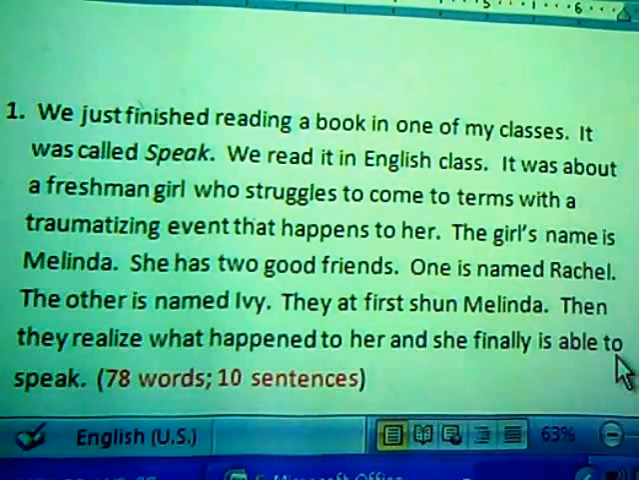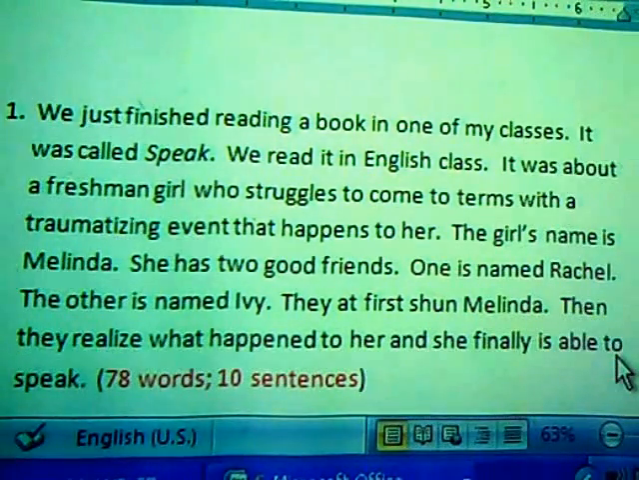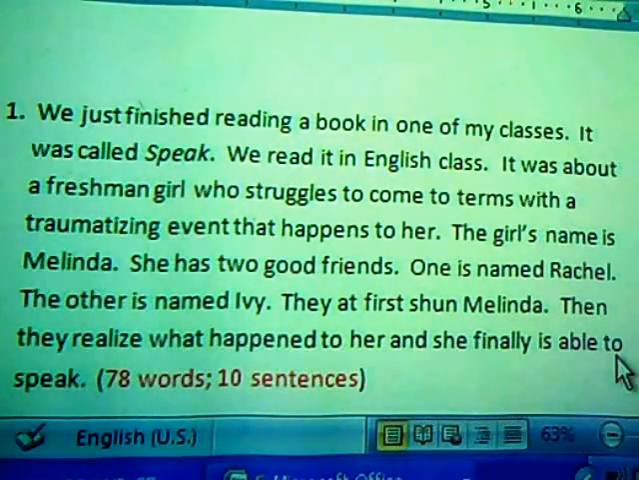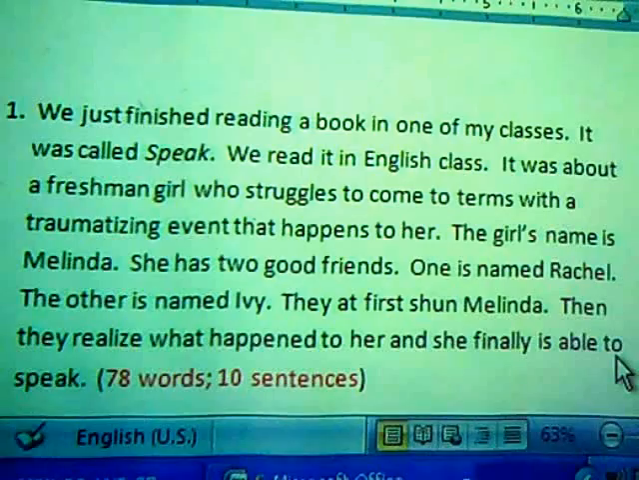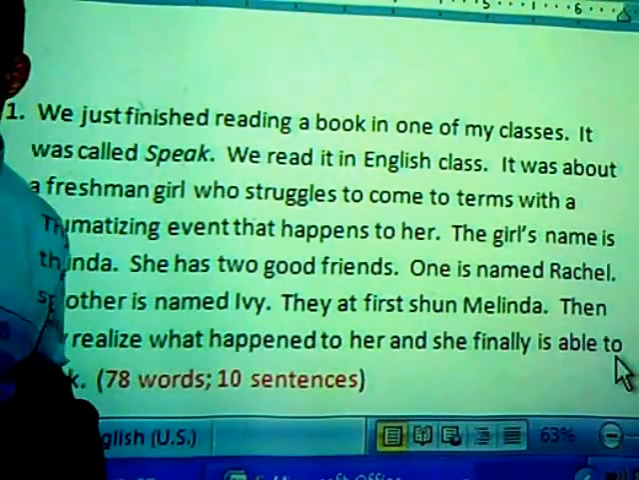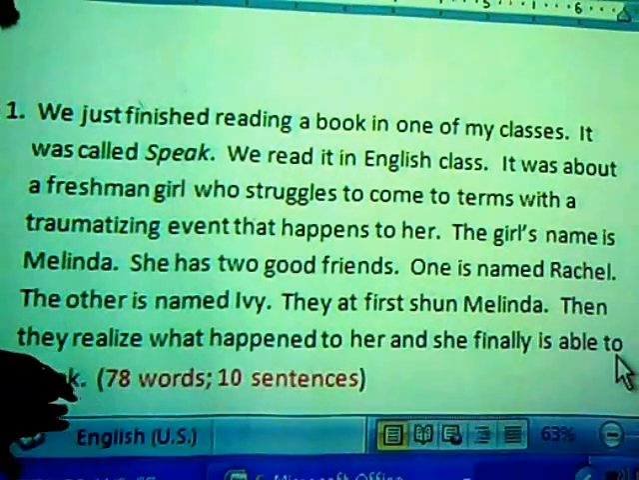Here is the passage. We just finished reading a book in one of my classes. It was called Speak. We read it in English class. It was about a freshman girl who struggles to come to terms with the traumatizing event that happens to her. The girl's name is Melinda. She has two good friends. One is named Rachel. The other is named Ivy. They at first shunned Melinda, and then they realize what happened to her, and she finally is able to speak. It's a great book by Laurie Anderson, in case you're interested. I may have one on the community library bookshelf, actually.